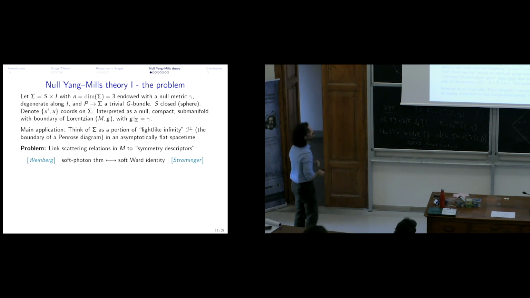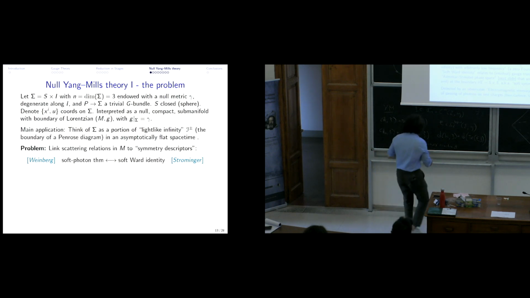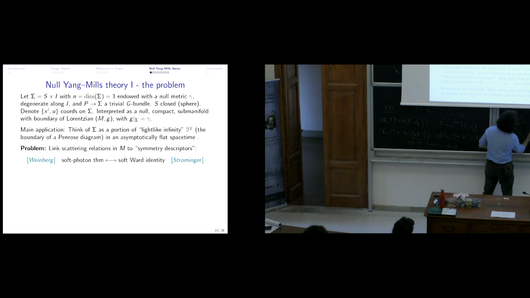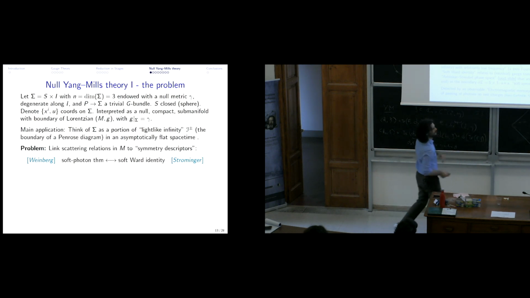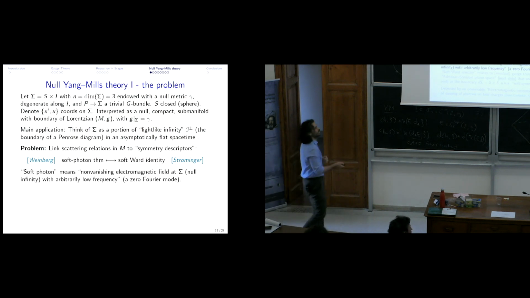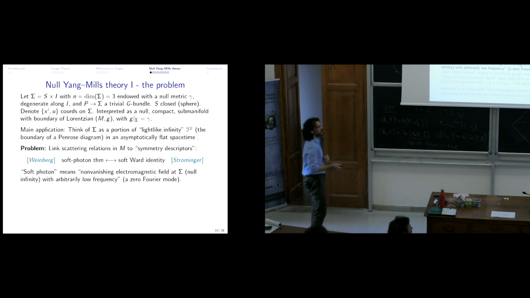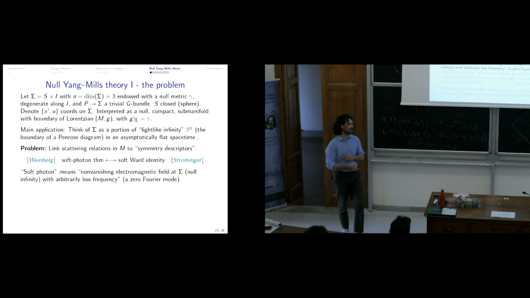Then you can push it to infinity, and the scattering phenomenon instead happens here. So it's about propagation and detection of this scattering phenomenon at infinity. Soft photon here means, in fact, a non-vanishing electromagnetic field at sigma with arbitrarily low frequency, which you can think of as a zero mode in a Fourier expansion in some sense.